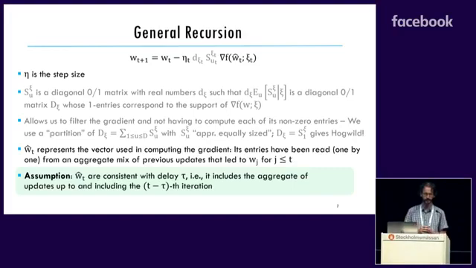Up here we see a general recursion, but let's first not consider the gray area. Then the recursion without parameter D and the matrix S is actually the Hogwild recursion. What do we have here? W hat t represents the vector that is used in computing the gradient, and its entries have been read one by one from an aggregate mix of all the previous updates that led to W_j in previous iterations.